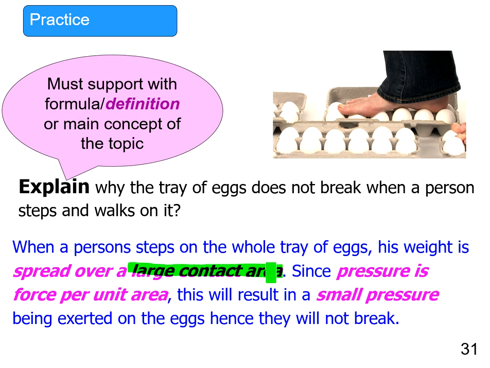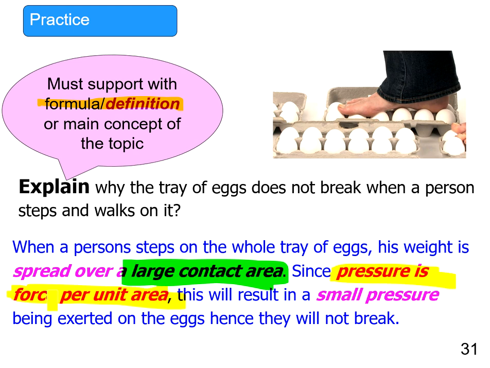So this is the keyword. That is a large contact area, because each time you are stepping on a few eggs, you're not just stepping on one, you're stepping on a few eggs. So the combined contact area can be quite large. And then you will support your answer with a formula or definition. So you'll write here: pressure is force per unit area. So write down the definition.